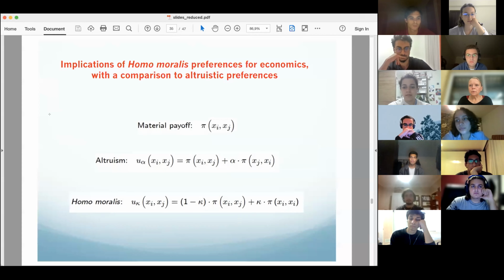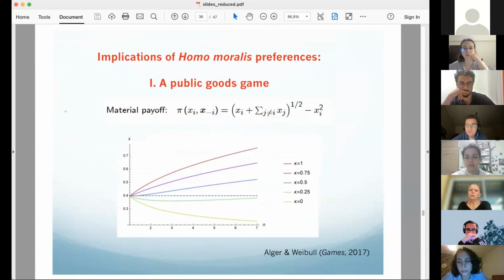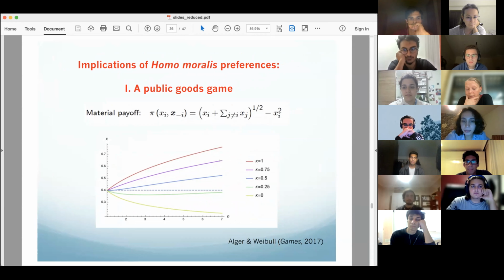Okay, so coming back here, I will compare the behavioral implications of these two utility functions. First, look at a public goods game with n individuals. The paper in 2016 is where we extend the whole analysis to n-player interaction, so we can define homo moralis for n-player interactions. And in this paper in Games, we compare homo moralis and altruistic preferences.